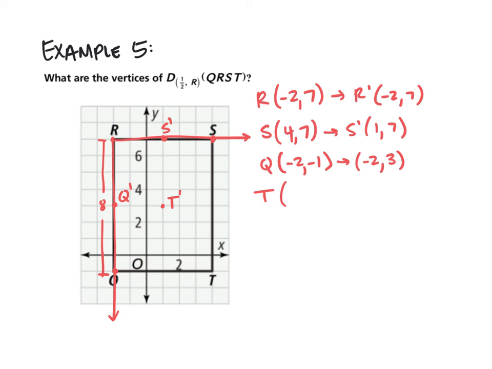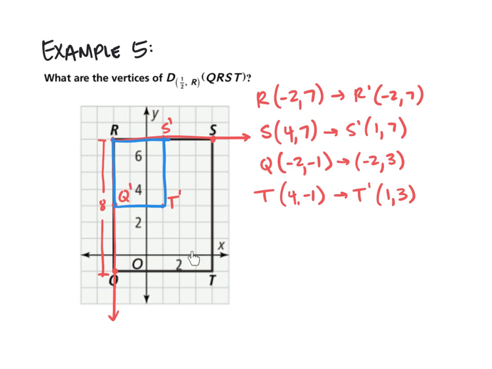T is going to go from being at 4, -1 to T prime at, let's see, what is that? 1, 3. And now we can kind of see where the 4 corners of our new rectangle will be. Each corner is half as far away from R as where it used to be. S used to be 6 units away, now it's 3 units away. Q used to be 8 units away, now it's 4 units away.